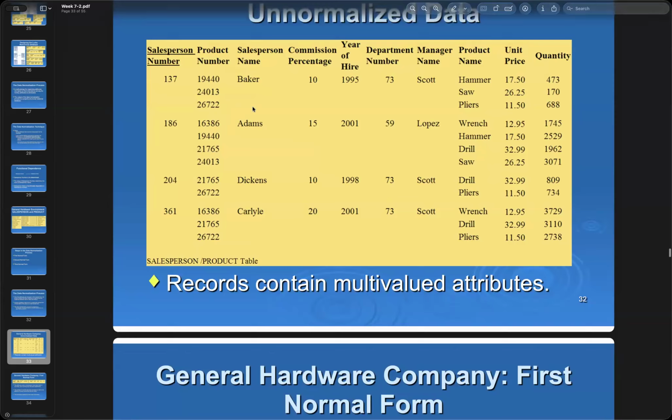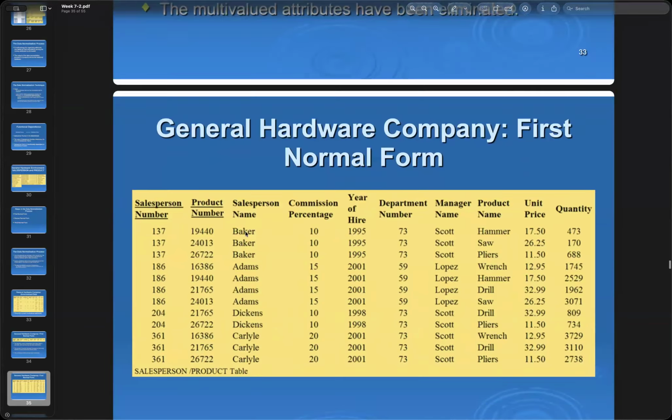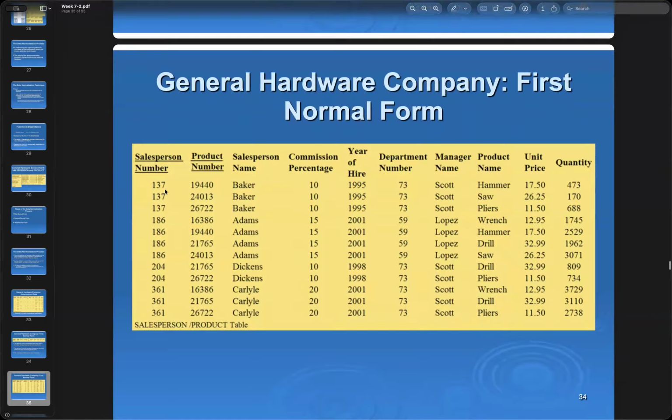We make sure each row, each cell only contains one value. It's invalid if you're putting three product numbers in one row. So the first step is the first normal form. We break it down this way: you see the sales number and the product numbers, and they write out each row and each cell right here, so it only contains one value.